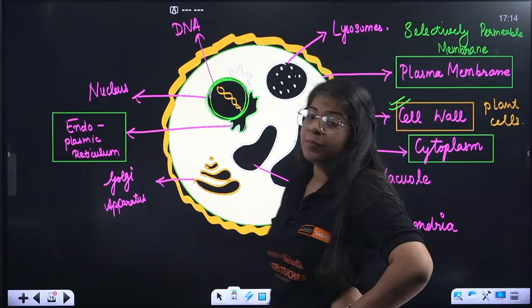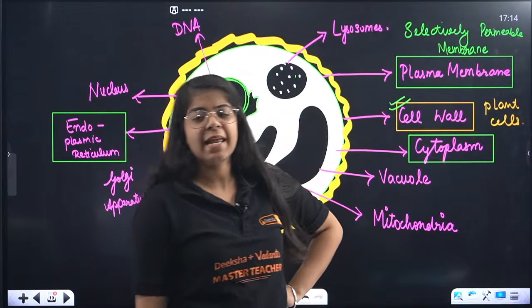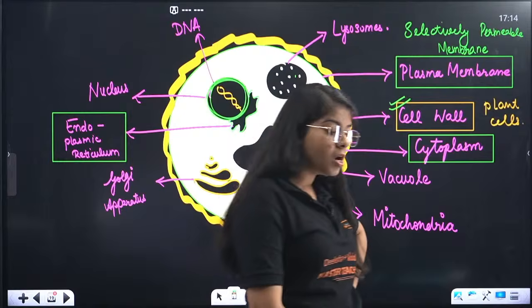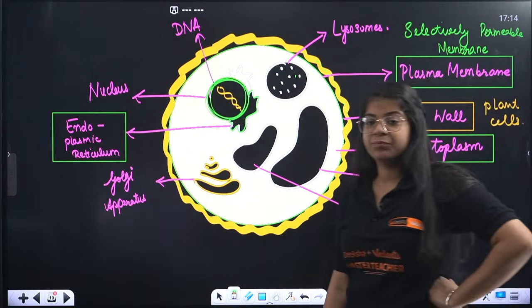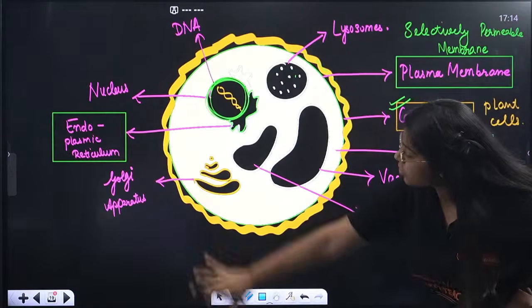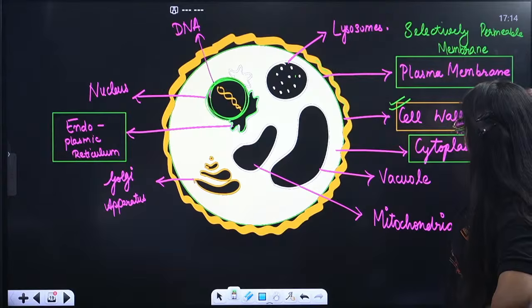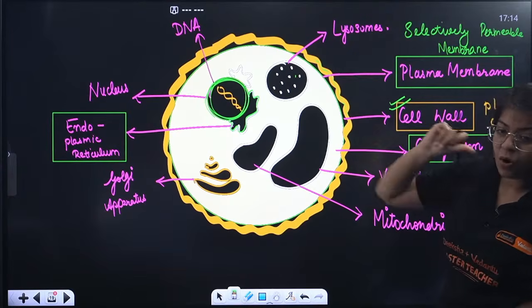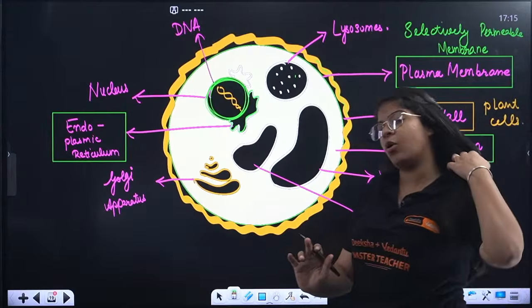Until then, you let me know which cell organelle, which structure inside the cell, is called the suicide bag of the cell. What is that? Out of all these, you have all these options: Golgi apparatus, nucleus, DNA, lysosome, plasma membrane, cell wall, cytoplasm, vacuole, mitochondria. What is the suicide bag of the cell?